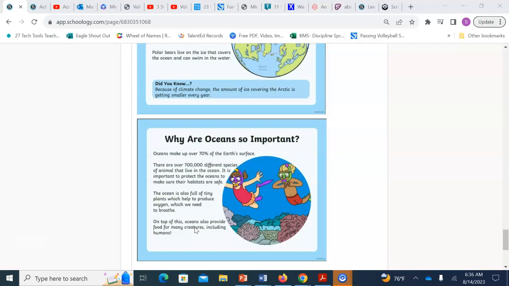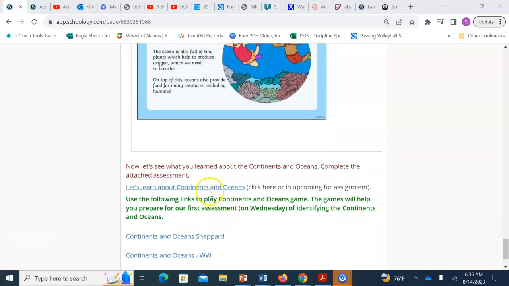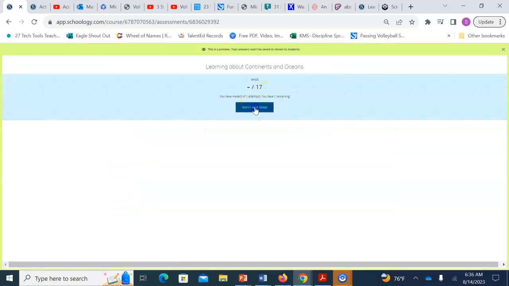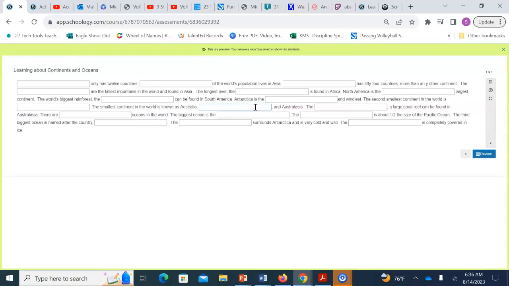We will be taking a little quiz over that, so you can open your devices and you're going to go to learn about continents and oceans. And that should take you to this page right here, where you are going to match up learning about continents and oceans. So based on the information we just talked about, take a few moments to complete this activity.